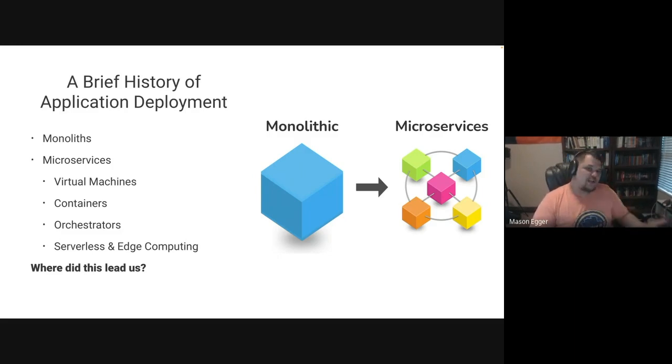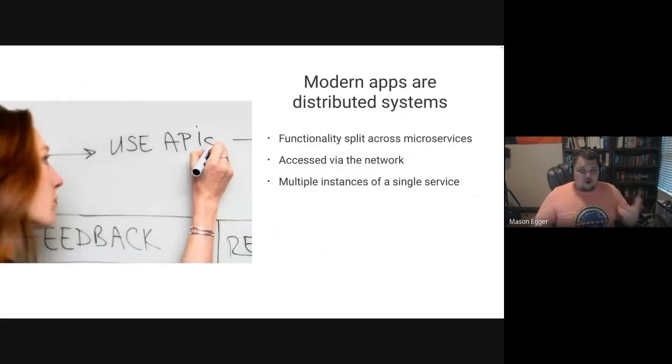Then we get into orchestration. This was the birth of really and truly Mesos and Marathon, which kind of started this thing, but Kubernetes is what most people are aware of. And there's also HashiCorp's Nomad. So we get into container orchestration, and then we get into serverless and edge computing, and it just keeps going. There's probably something that happened today that I'm unaware of that's moved things forward on how we deploy applications. But at the end of the day, where did this lead us? We went from a monolith where everything was on a single box to where everything is separated now. And what this led to is that all of our modern apps are basically distributed systems.